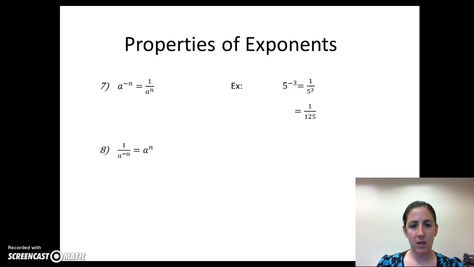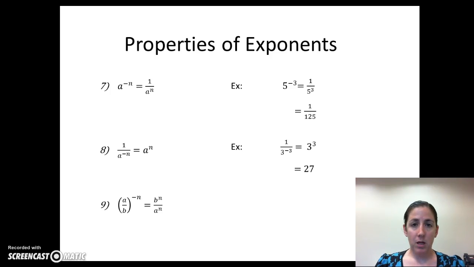If that negative exponent is in the denominator, you bring it up to the numerator. 1 over a to the negative n would just be a to the positive n. So if you had 1 over 3 to the negative third, you would bring the exponent up to make it positive. It would be 3 to the positive third, or 27.